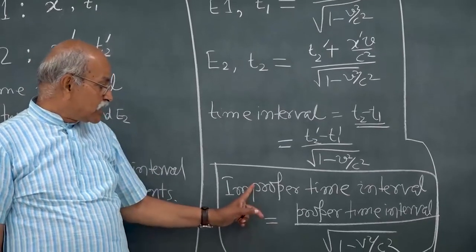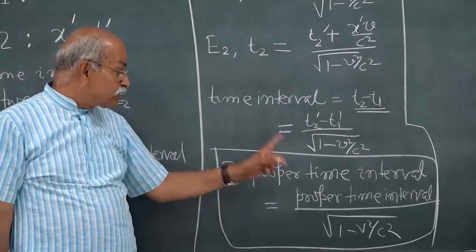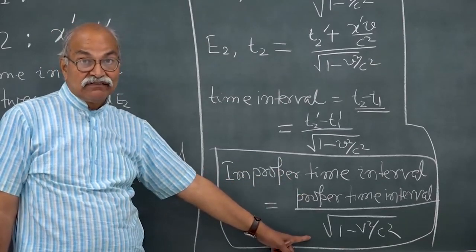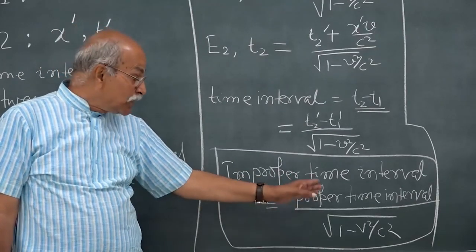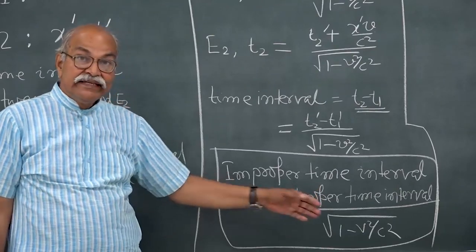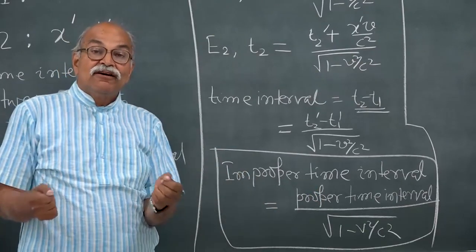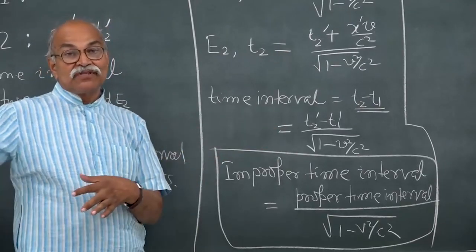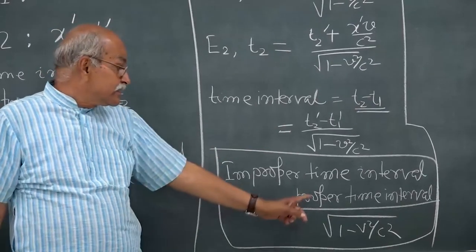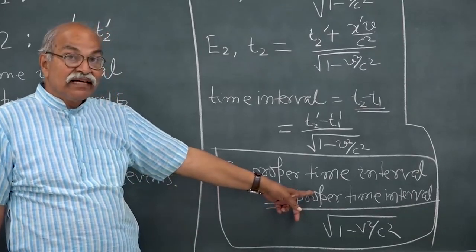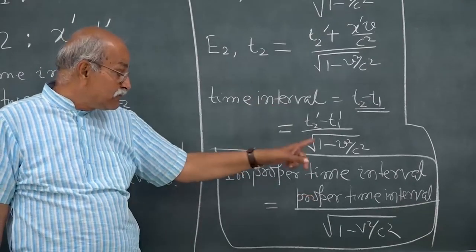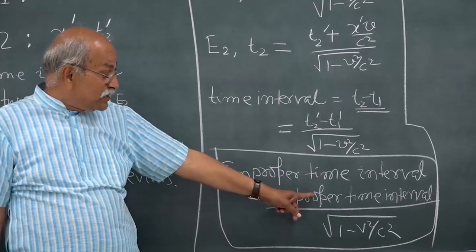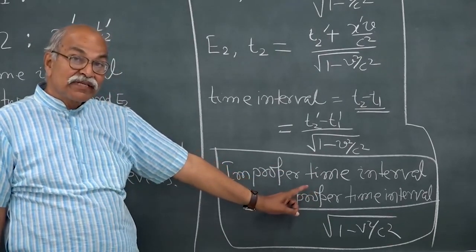So, the improper time interval is greater than the proper time interval. You are dividing by a number which is less than 1. So, the proper time interval is the smallest of all time intervals that you can measure from different frames. The smallest is here, the proper time interval, and it is the time interval from a frame, I repeat, in which the two events have taken place at the same position. That is the proper time interval.